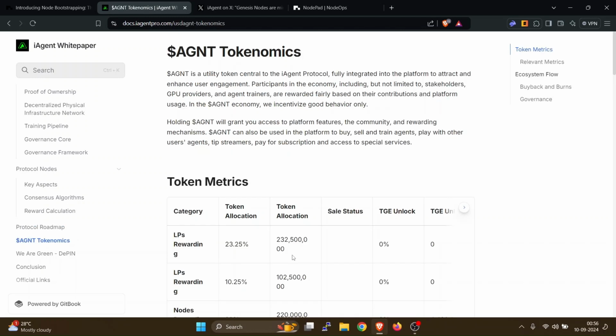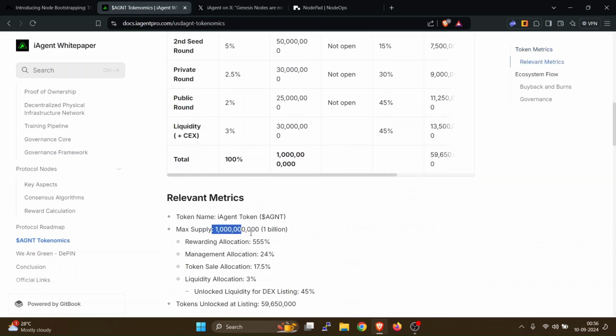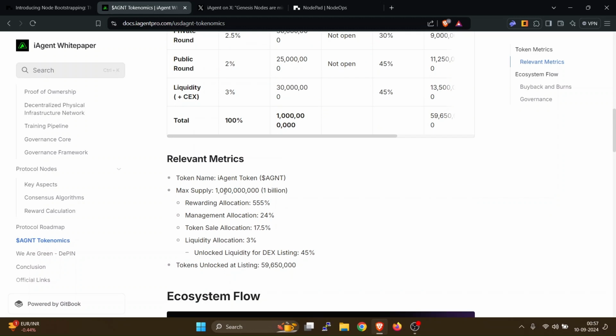So let's see about the tokenomics of the agent token. The total supply is 1 billion agent tokens. Here you can see it. A supply of 1 billion tokens is typically a sign of a large-scale project that is aiming to support wide adoption, partnerships and long-term utility. So that's why some projects are releasing tokens in a large-scale manner.